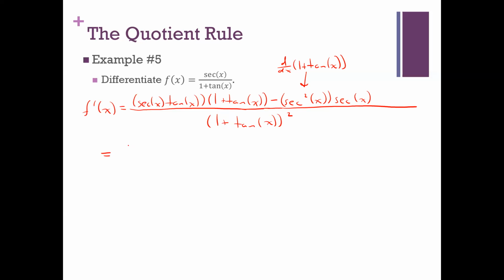So if we expand some things in the numerator, we get secant x tangent x plus secant x tangent squared x minus secant cubed x, all over 1 plus tangent x.